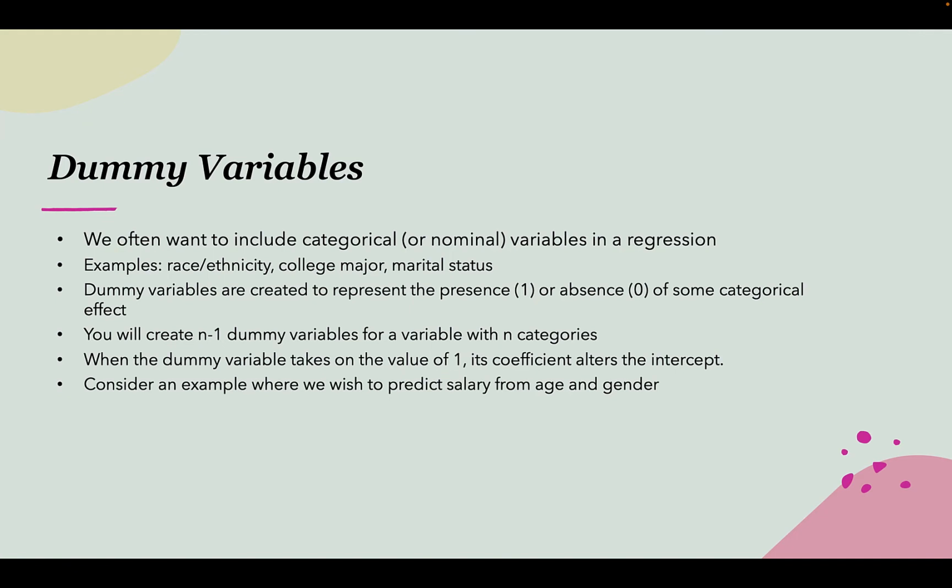Consider a very simple example where we wish to predict salary from age and gender. All right, and so here we have our line: salary is equal to the intercept plus the slope times age plus the slope times female. And here, female is a 1 in our data set and male is a 0 in our data set. And let's just pretend for a second that we get our results and have our line with our values filled in for the intercept and slopes.